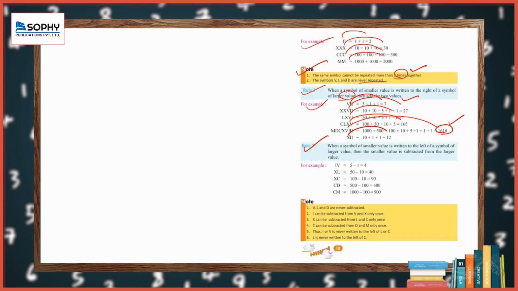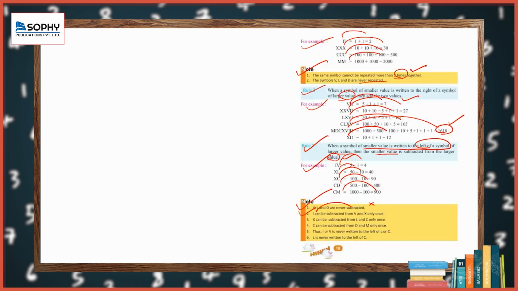Rule number 3 says that when a symbol of smaller value is written to the left of a symbol of larger value, then the smaller value is subtracted from the larger value. For example, IV stands for 4, XL stands for 40, XC stands for 90, CD stands for 400 and CM stands for 900. Always note students, V, L, D are never subtracted.